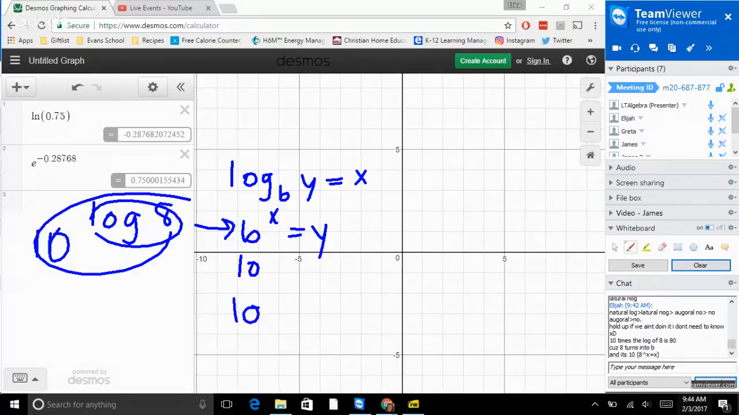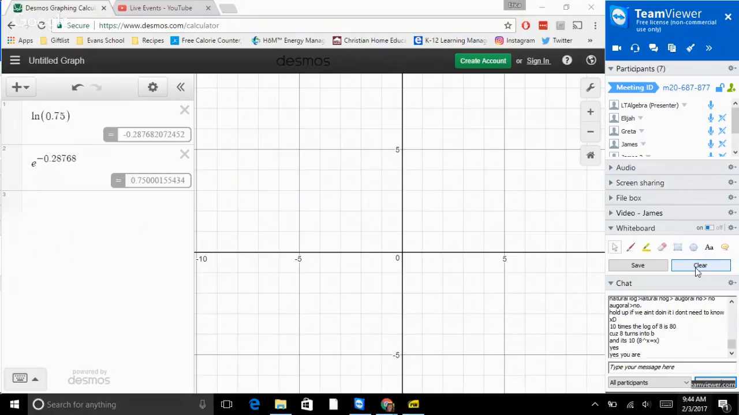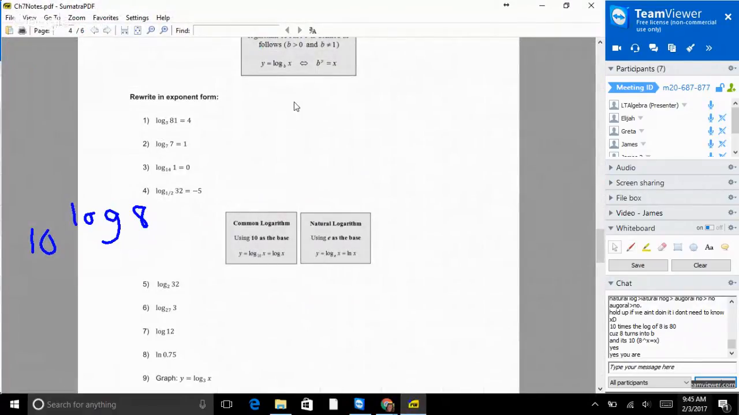So I could rewrite this as log of 8... no, I'm totally messing this up because I have my x and y's messed up. Let me start over. Scratch that. Go back to the equation. This is what happens. 10 to the log of 8. The way we have it written in our notes, I'm confusing myself with the x's and the y's. Let's stay over here.